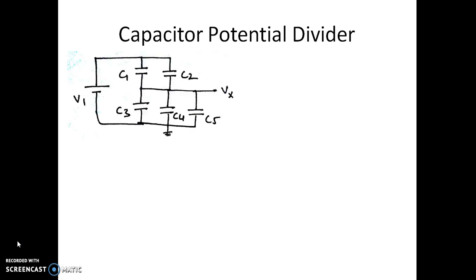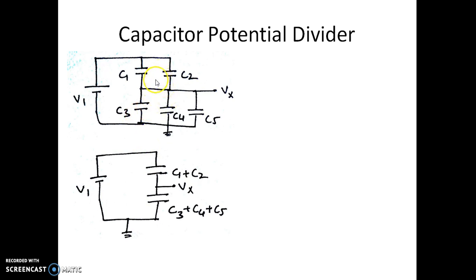So in the previous video we were discussing the capacitor potential divider. We have considered capacitors C1, C2 and C3, C4, C5 connected in this fashion. We are supposed to estimate the voltage at Vx, where the voltage given to the network is V1.